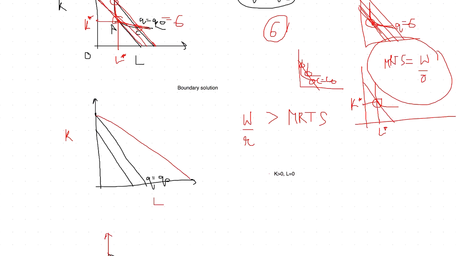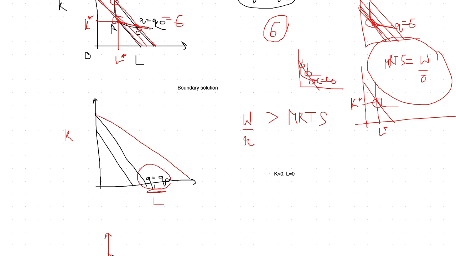There are certain cases in which the producer does not use one input, meaning either he does not use K or he does not use L. So let's analyze the case. In this case, this black line is an isoquant, meaning the output being produced on it is Q0. The red line is the isocost, meaning the cost is constant along the whole line. On the isoquant, the output is constant.